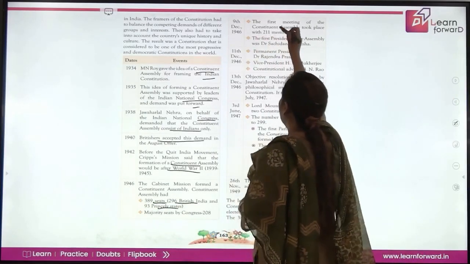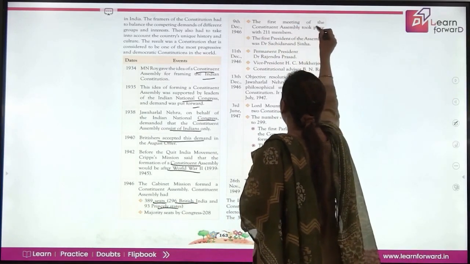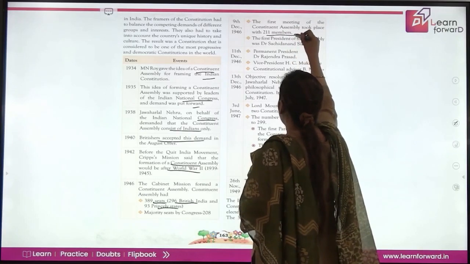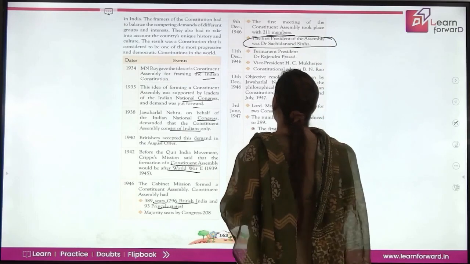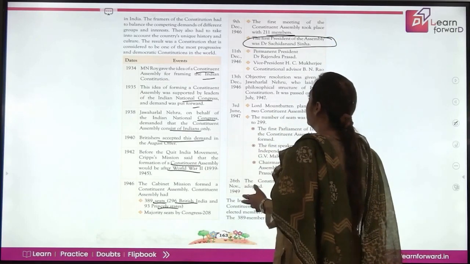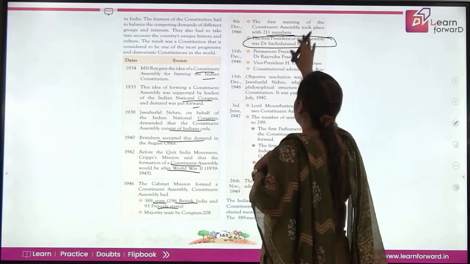On 9 December 1946 the first meeting of the Constituent Assembly took place with 211 members. The first president was Dr. Sachchidananda Sinha, right? The first president of the Assembly was Dr. Sachchidananda Sinha.